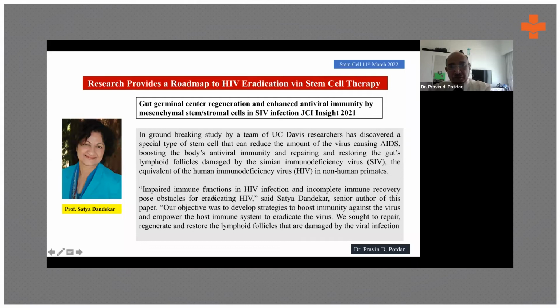Impaired immune functions in HIV infection and incomplete immune recovery were obstacles for eradicating HIV, said Satya Dandekar, senior author of this paper. Our objective was to develop strategies to boost immunity against the virus and empower the host immune system to eradicate the virus. We thought to repair, regenerate, and restore the lymphoid follicles that are damaged by the viral infection. So here she has used a totally regenerative concept of stem cell therapy in making the HIV patient cured. She has not done any clinical studies, but she has done primate studies.